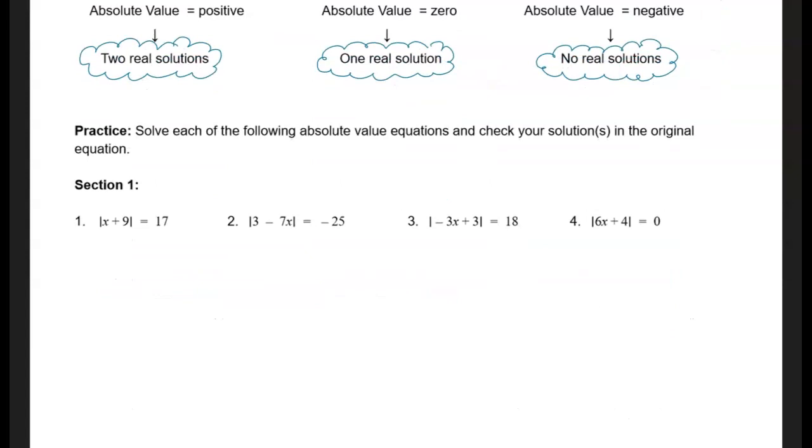So let's try it. Let me see here. Which one do I want to do? I think I want to do number 3. Because then I'll have you guys do an easier one.